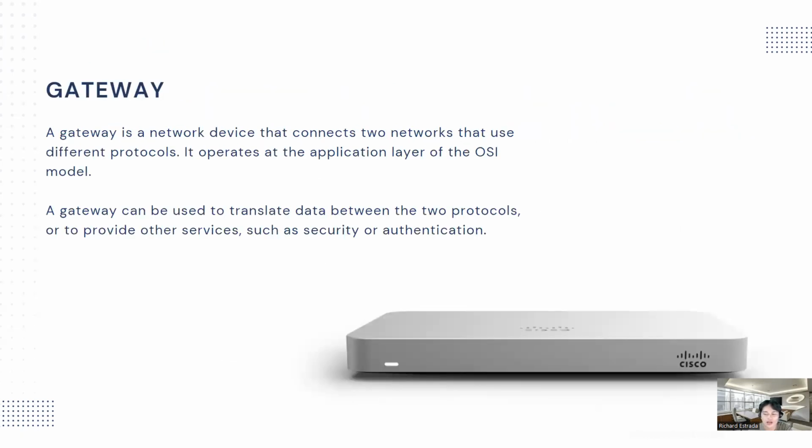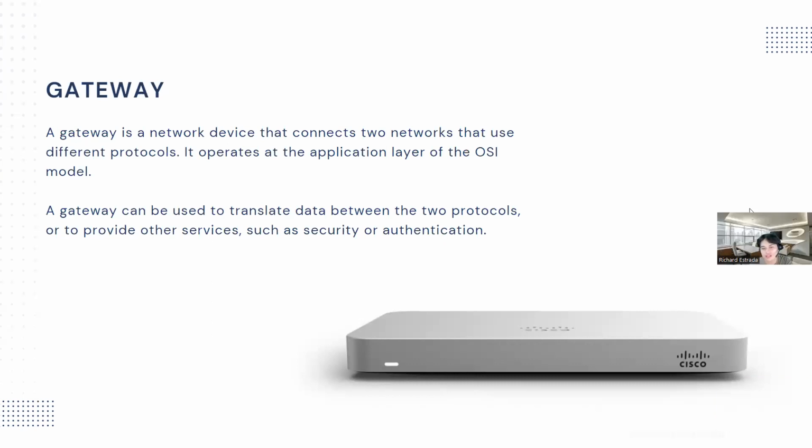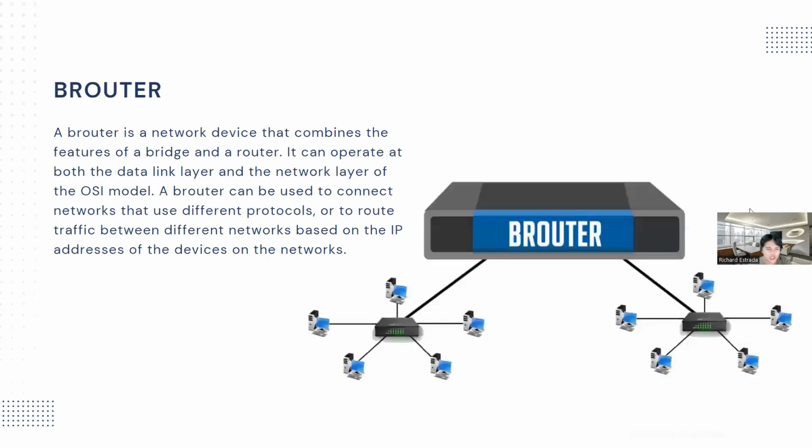And then we also have gateway. A gateway is a network device that connects two networks that use different protocols. It operates at the application layer of the OSI model, and then a gateway can be used to translate data between two protocols or to provide other features such as security or authentication.